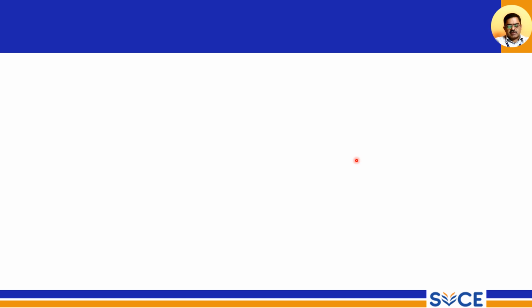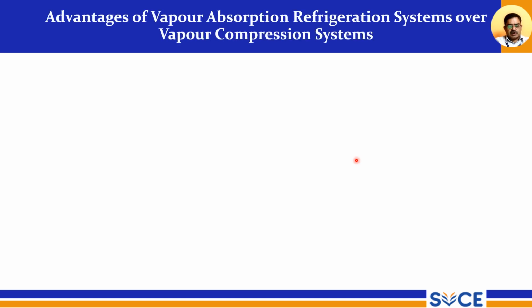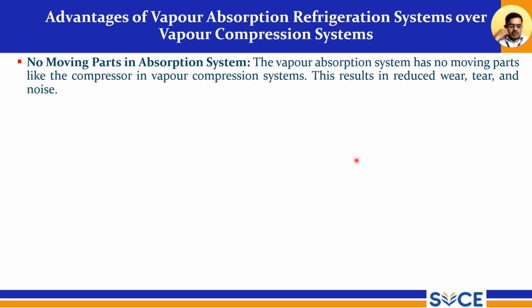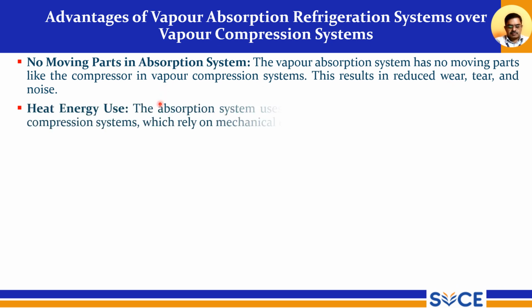We see the advantages of vapor absorption systems over vapor compression systems. We have already discussed the vapor compression system in an earlier unit. So, no moving parts in the absorption system. The vapor absorption system has no moving parts like the compressor in vapor compression systems. This results in reduced wear, tear and noise.